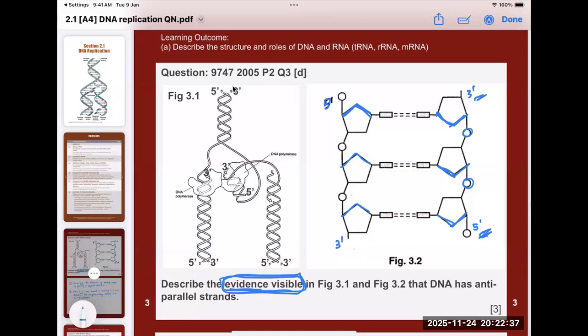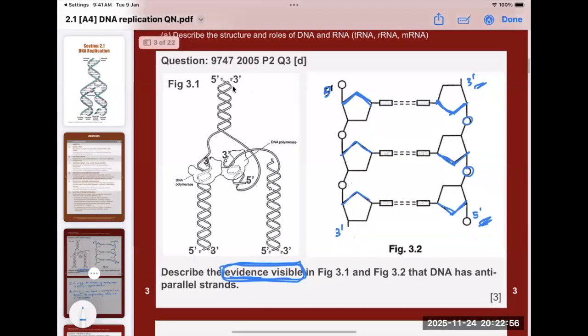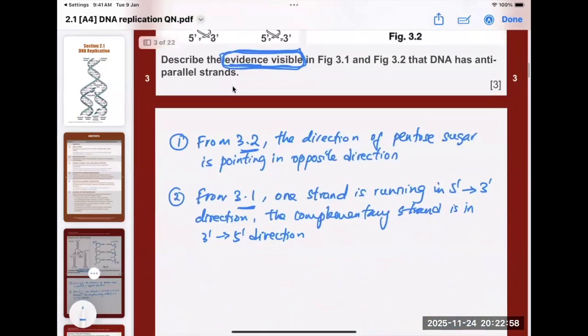Second evidence. You see or not? That's why you study and memorize also no use. When the question comes out like that, it is not what you memorize. Because when you memorize and you put it in there, it is not evidence that is visible.